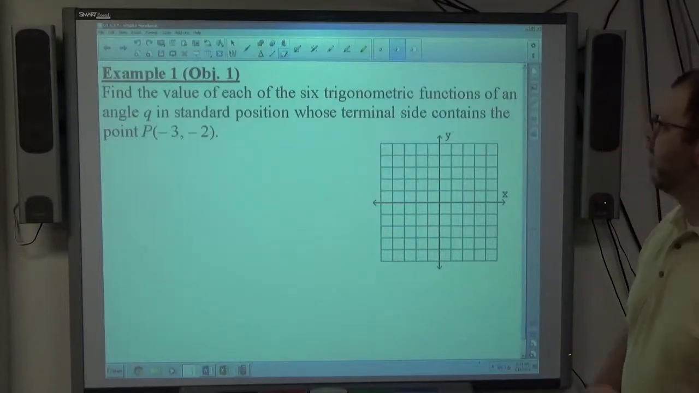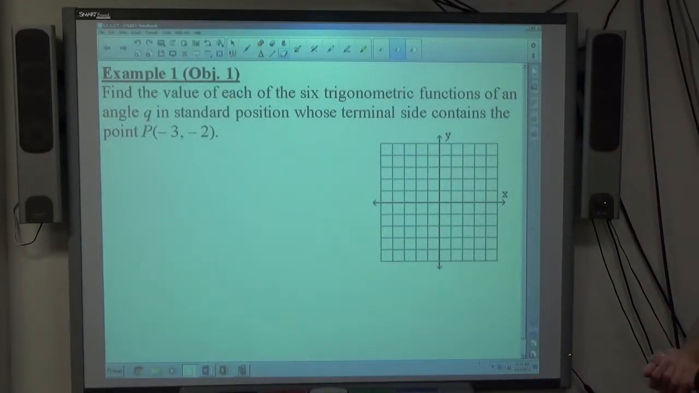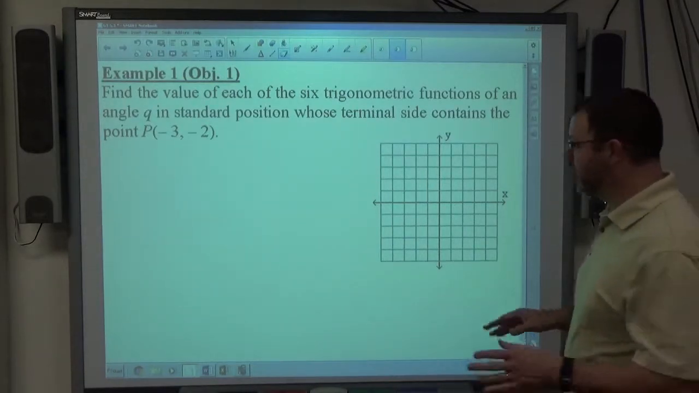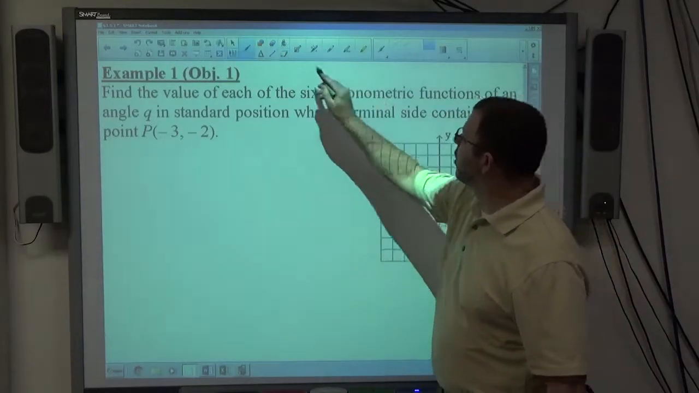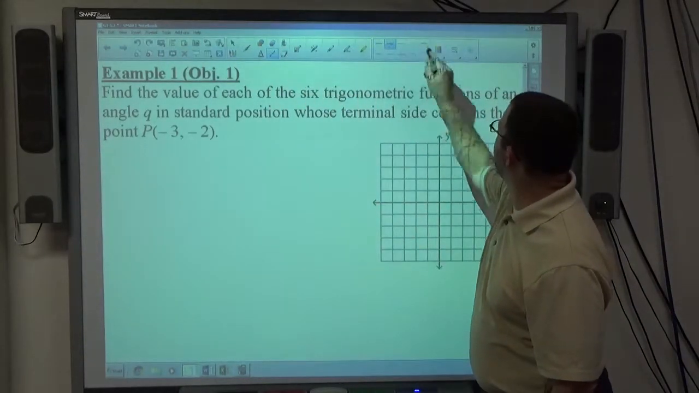Example 1. Find the value of each of the 6 trigonometric functions of an angle Q in standard position whose terminal side contains the point -3, -2. So first of all, standard position simply means that we start off at the positive x-axis.